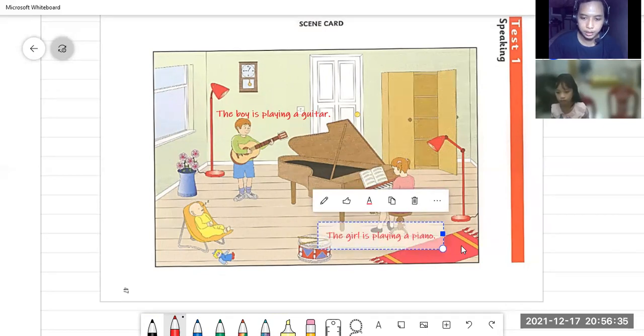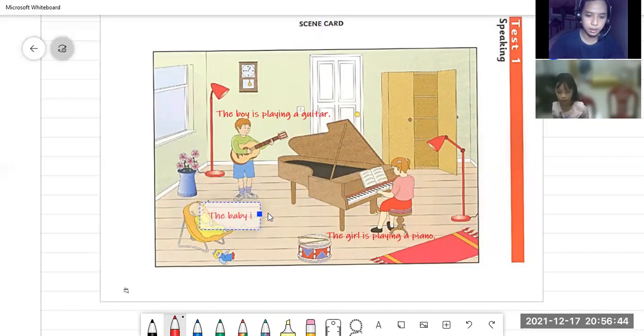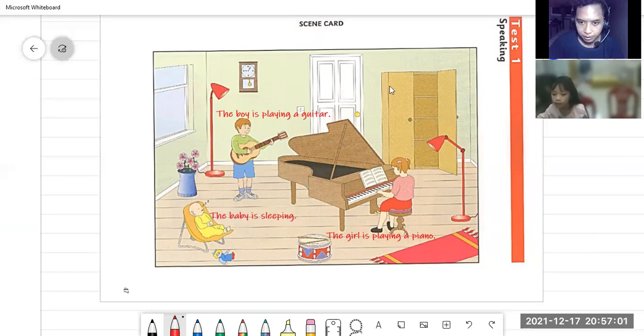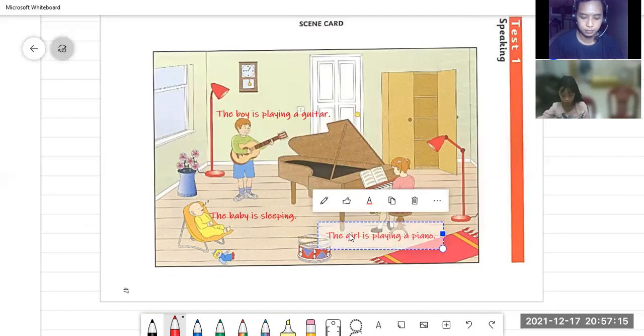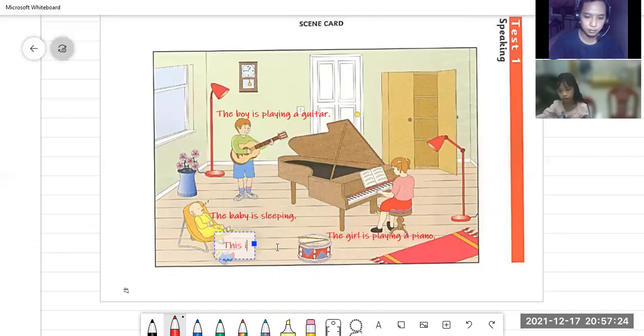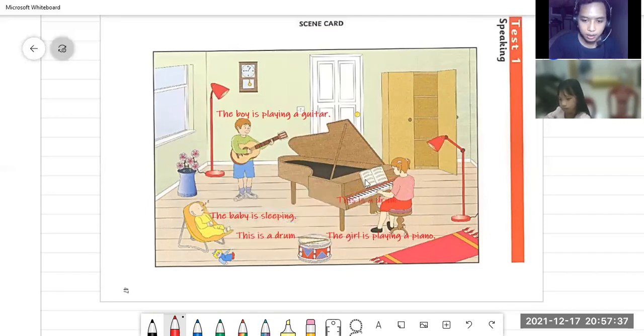The baby, what is the baby doing? The baby is sleeping. Very good. Okay, what else can you see in the picture? What is this? This is a drum. This is a drum. Can you say drum?